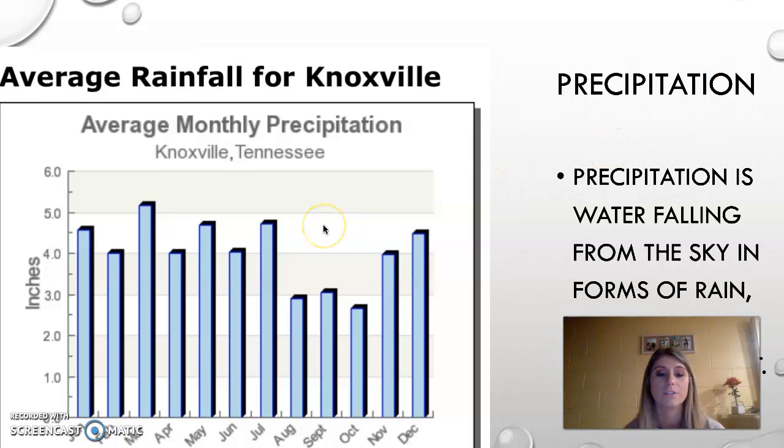This graph here on our left is called a bar graph, and it is a graph of the average monthly precipitation in Knoxville, Tennessee, which is right near us. So using a tool that we're going to learn about next, you can measure the precipitation, and then they have put it into a graph. So we see here in January, the average rainfall was about 4.5 inches.